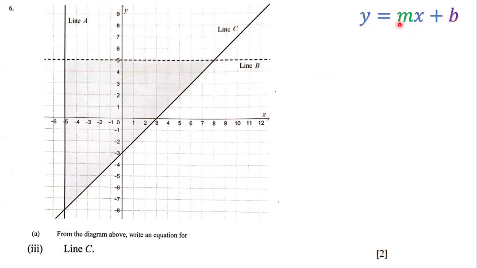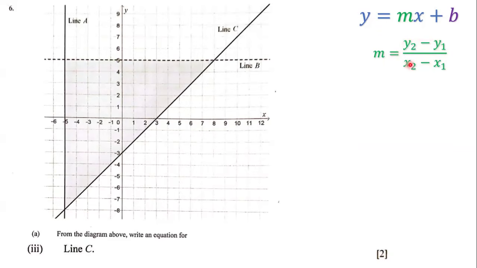So m is the slope, right? And b is the y-intercept. So we have to first figure out what is the slope of this line. We can figure out the slope because we could use this formula. The formula for the slope is y2 minus y1 all over x2 minus x1. So m is the slope, so that's the first thing we're going to figure out, and that's how we're going to get the equation for this line.